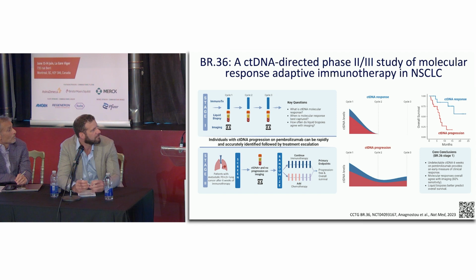So this is the CCTG BR36 clinical trial. This is a ctDNA molecular response adaptive immunotherapy trial in the metastatic setting for patients with non-small cell lung cancer. And the first stage of BR36 was specifically designed to answer the question of what is ctDNA molecular response, when does it happen, what is the concordance with radiographic response.